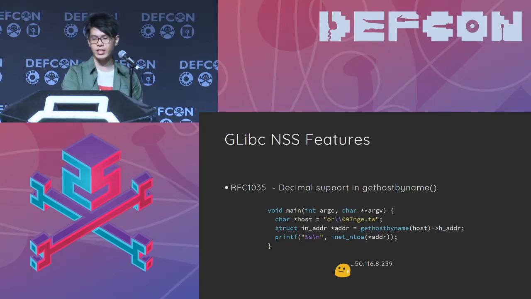But the surprise is that the domain system supports decimal conversion in gethostbyname. You can see the C program. The result of OR\097NGE.tw is equal to the result of orange.tw. I roughly grepped the Linux man page, but I didn't find anything related to this weird feature. I think this may be useful when bypassing some blacklist protections.